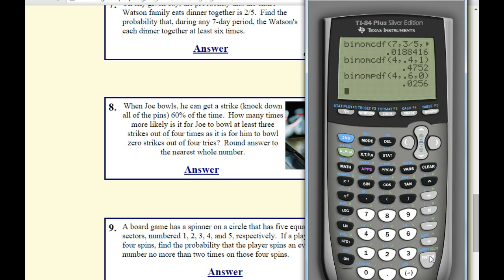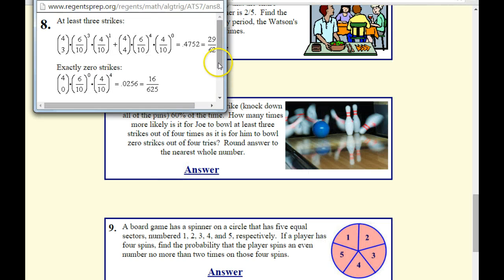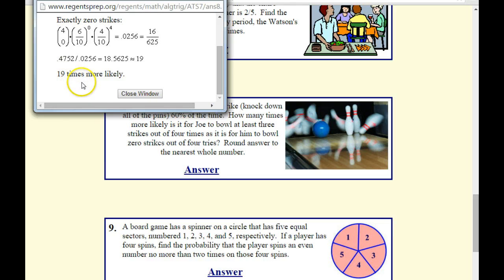Okay, so now what do we need to do? The question says how many times as likely, so we need to take that first answer and divide it by the second. And we got almost 19 times as likely. Is that the right, round to the nearest answer would be 19. Their answer is 19 times more likely. Okay?